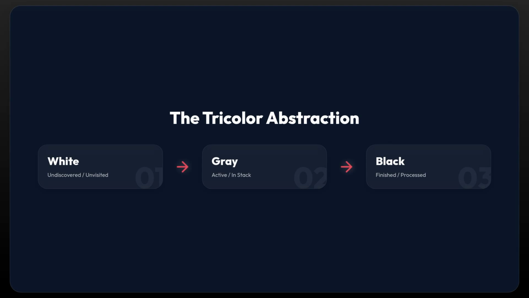To understand traversal, we use the tricolor abstraction. Initially, all nodes are white. When we encounter a node and add it to our stack or queue, it turns gray. This represents the active frontier. Once we have visited all of a node's neighbors and backtrack, we paint it black. This distinction between gray and black is mathematically crucial for detecting cycles.